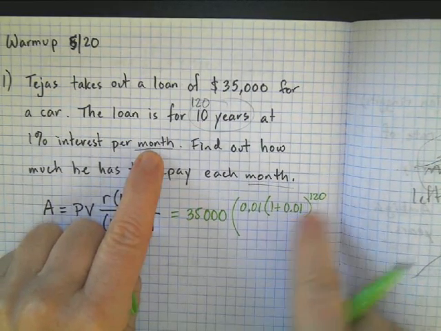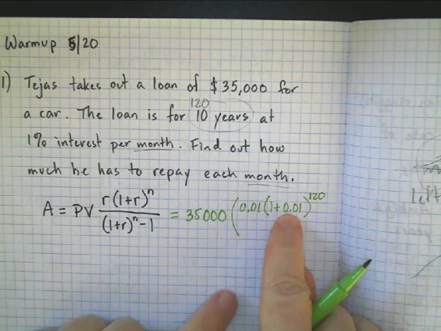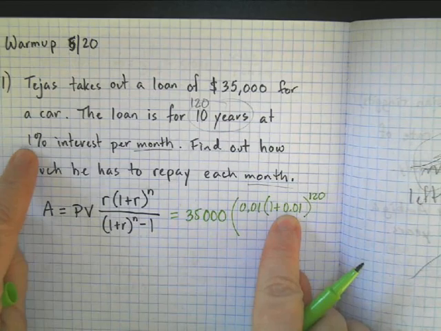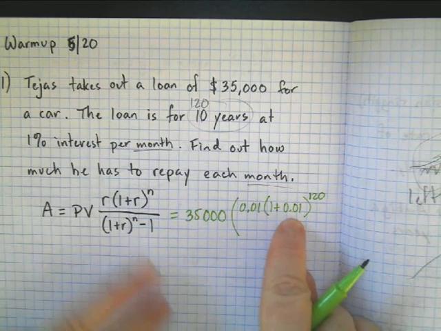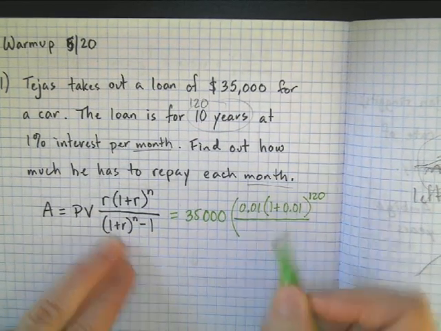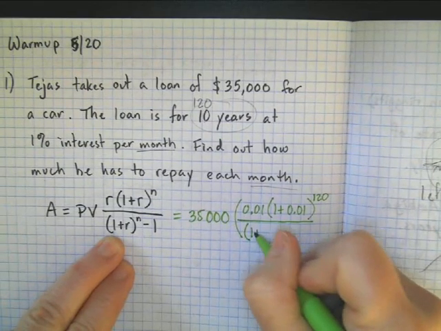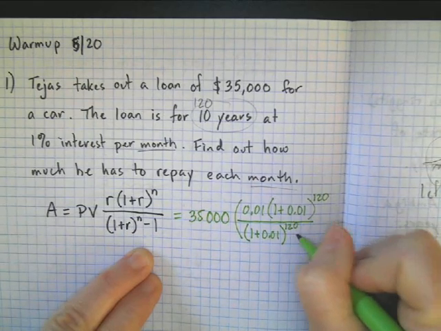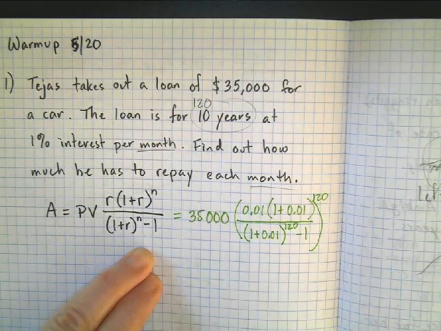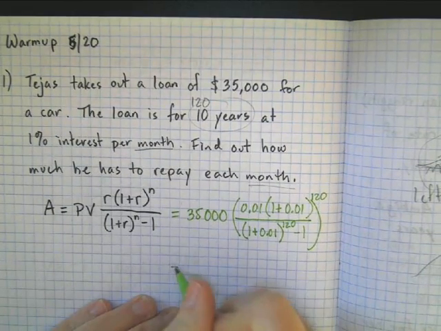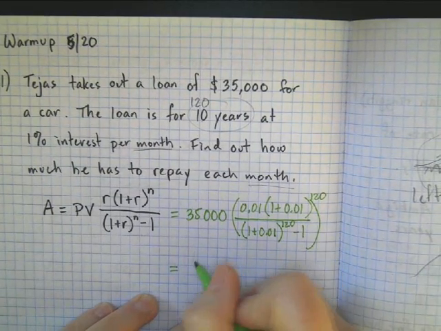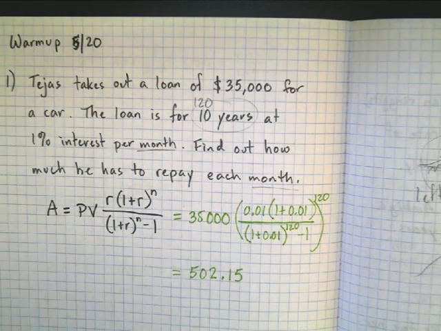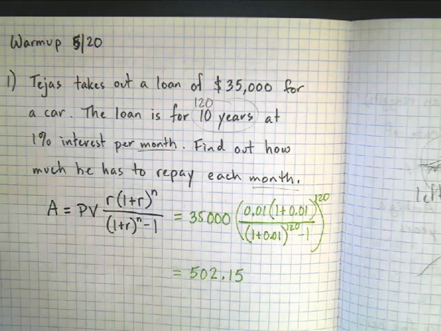Since there's 120 months, the interest rate also needs to be per month. If this had been per year, I would have had to divide it by 12 before I put it in here. All right, and then on the bottom, I would have 1 plus the interest rate, 0.01, to the nth, which is 120, minus 1. There we go. So if you put that into your calculator, you would get $502.15. Okay, so that's how much he would have to repay each month on this loan of $35,000.